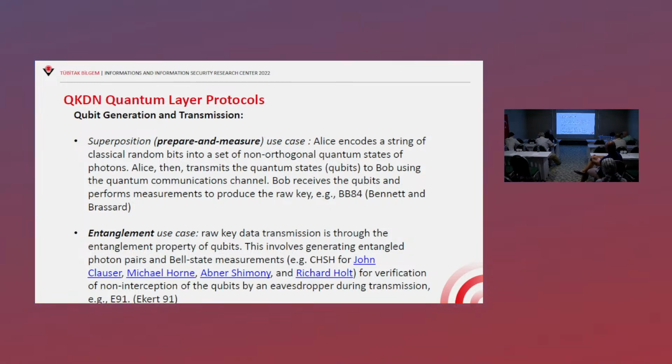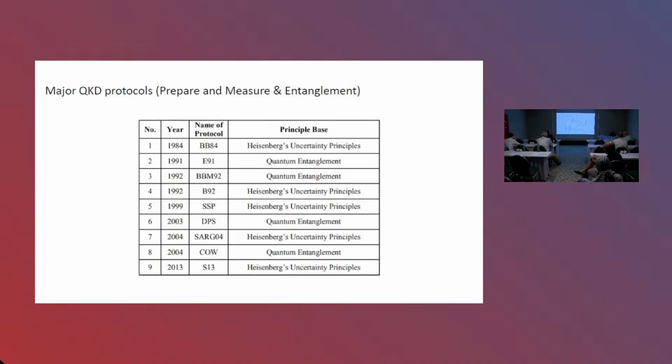So typically, one would use this CHSH protocol to verify the non-interception of the qubits by an eavesdropper during the transmission. This is called E91. Artur Ekert, in 1991, was the first person, he's now in the UK, who showed that entanglement could be used for secure data communications. So after his name, this protocol is referred to as E91.